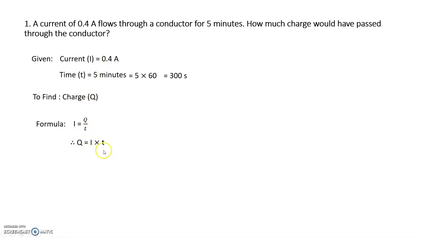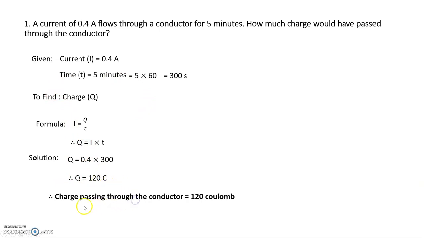Now, we can substitute the values. I is 0.4 and T is 300 seconds. So, Q is equal to 0.4 into 300 and that's equal to 120. C stands for Coulomb. The unit of charge is Coulomb. And so, we can write it also as capital C. Therefore, charge passing through the conductor is equal to 120 coulomb.